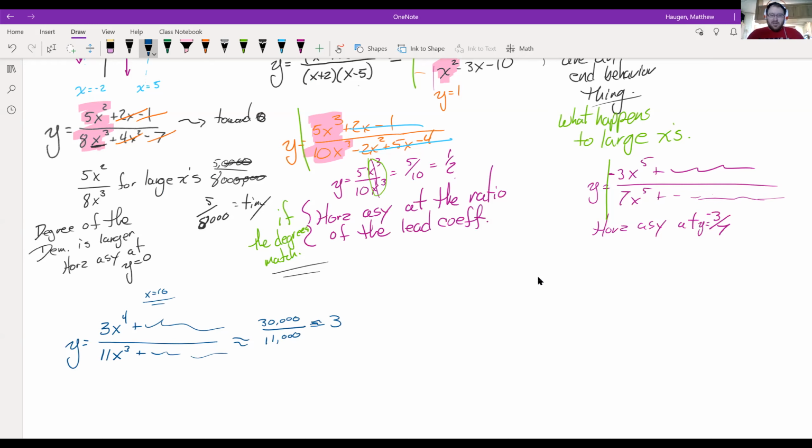Oh, 3 times bigger. Yeah. If we go to 100, watch what happens. 100 to the fourth. How many zeros does that have? 2 zeros to the fourth gives us 8 zeros. So 300 million over 11 times 100 to the third. So 2 zeros times 3, 6 zeros.